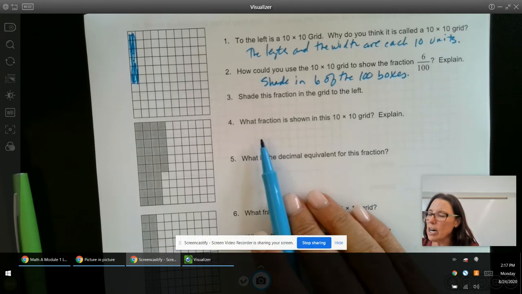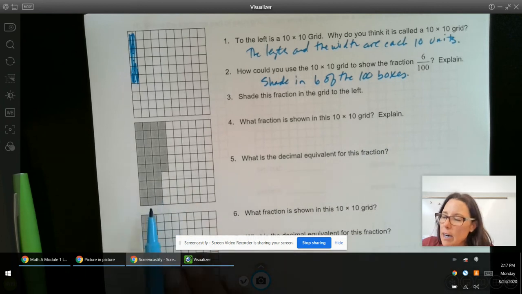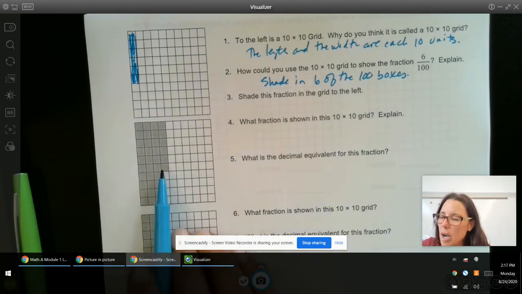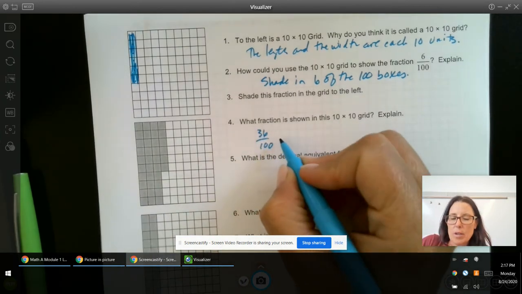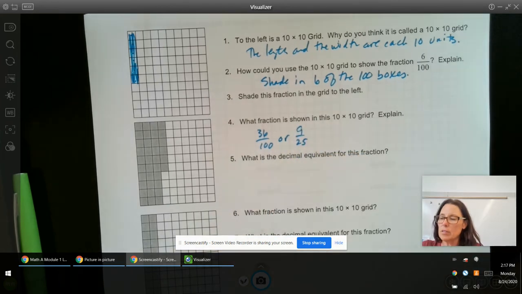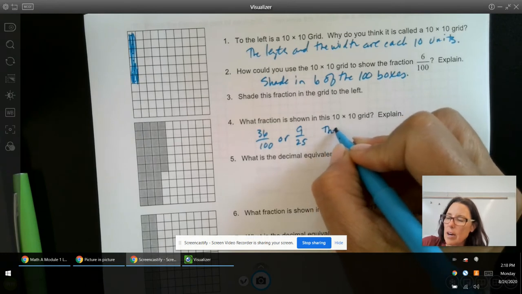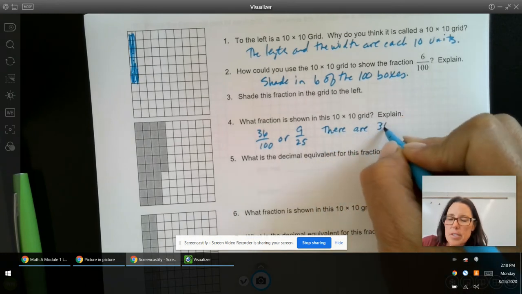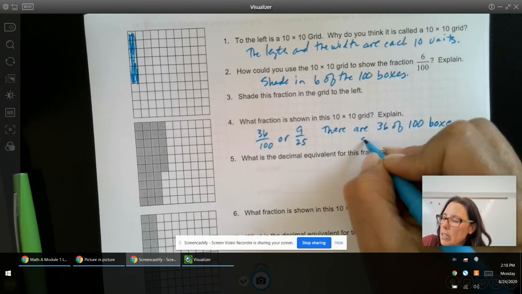All right, what fraction is shown in this 10 by 10 grid? Explain. If I count up, this is 10, 20, 36 boxes. This is 36 hundredths, or that reduces to 9/25ths. But 36 hundredths, it's easy just to see, there are 36 of 100 boxes shaded.